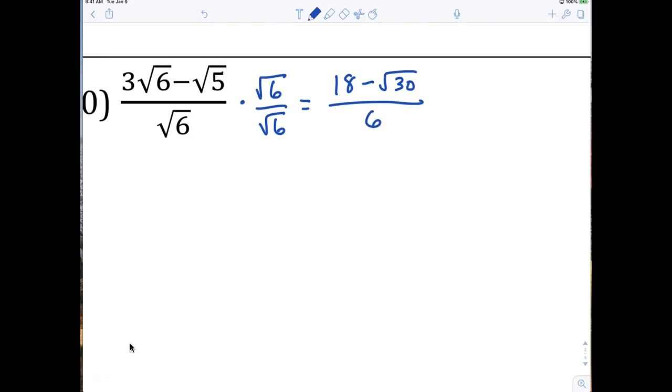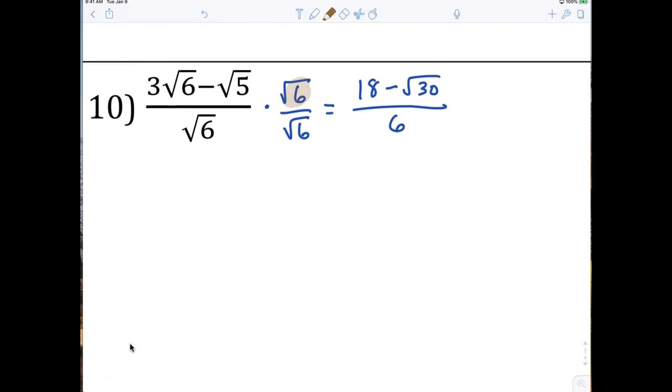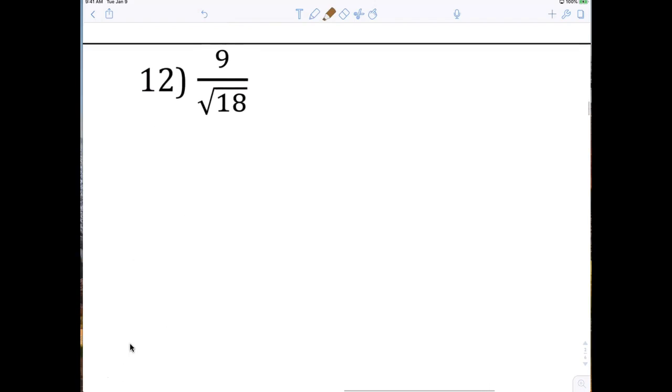So speak up. Somebody's got to speak up. How do you get the 18? What is radical 6 times radical 6? 6. Times 3 is 18. Anybody else have a question on that? Anybody? All right, here we go. So what should I do first here?